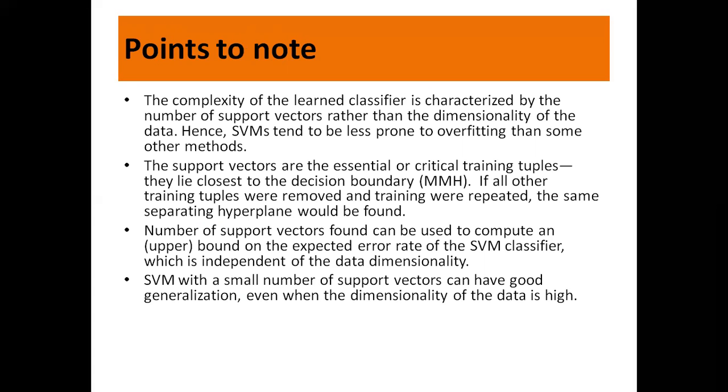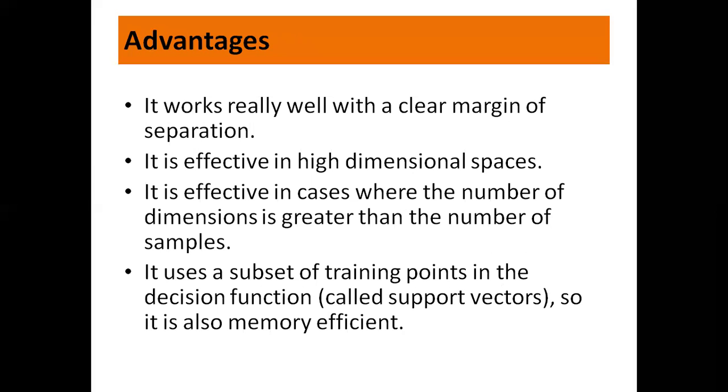So an SVM with a small number of support vectors can have good generalization even when the dimensionality of the data is high. Let us look at some good features. It works really well with a clear margin of separation. You can directly draw a straight line to segregate the classes. It is effective in high dimensional spaces. It is effective in cases where the number of dimensions is greater than the number of samples. It uses a subset of training points in the decision function called support vectors. So it is also memory efficient. Why? Because it is not using the whole data set, it is using support vectors.